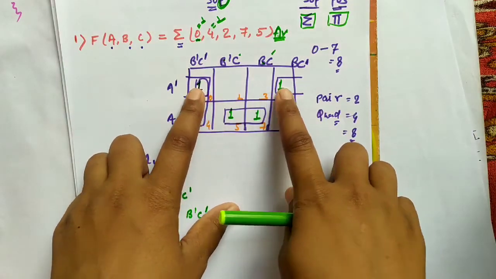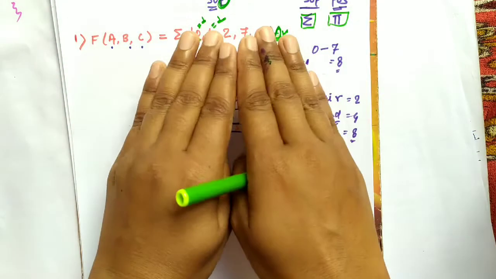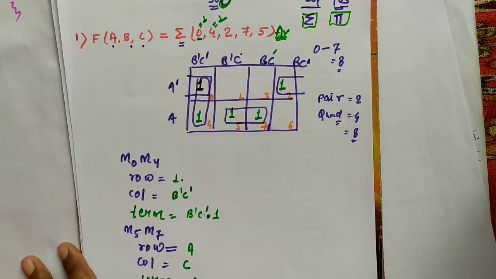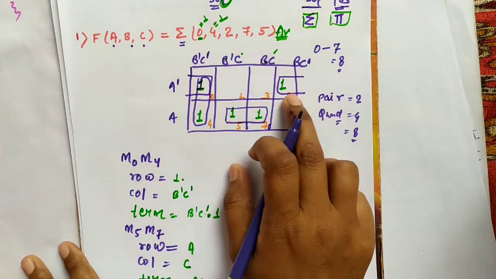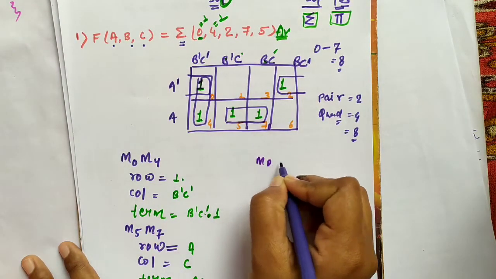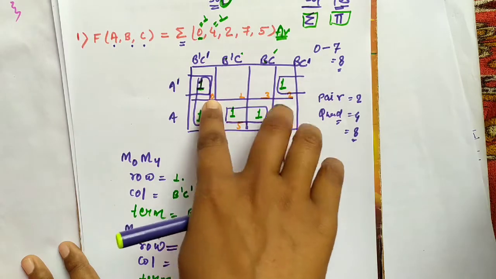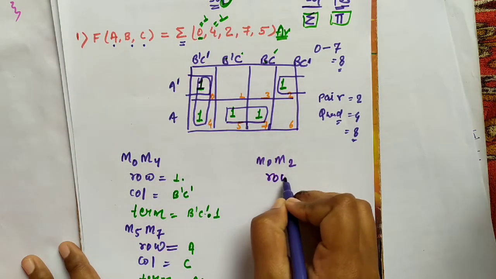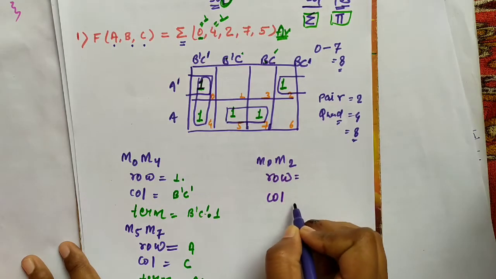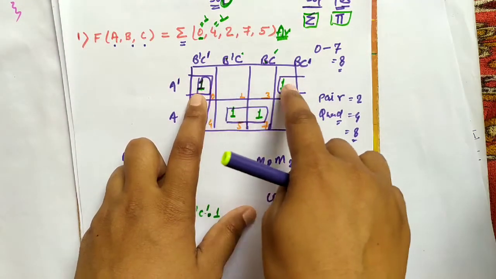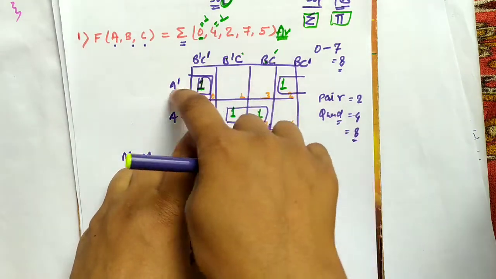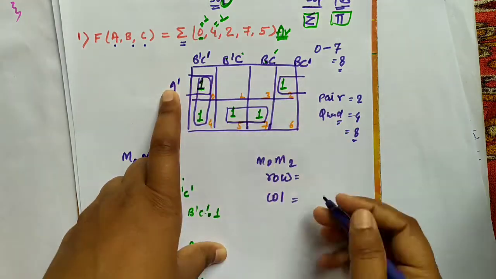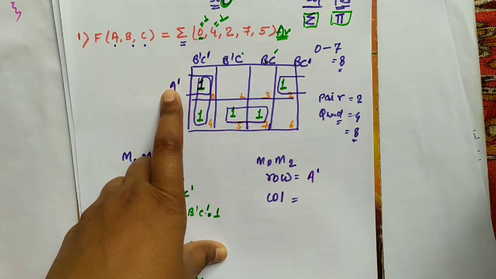This is also a pair, because when I am folding this type of thing, it is contained in the continuous. Next term is M0 and M2, 0 and 2. That's why I am writing M0, M2. And then row and column. In that row, both values are in the same row. The name of the row is A dash, so in the place of the row we write A dash.